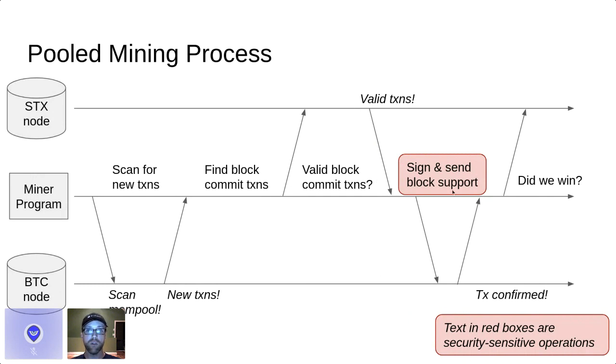So from there, you can sign and send block support transactions to the Bitcoin chain. And then once they confirm, you can ask your Stacks node, hey, did the block you tried to support win? And if so, you can expect some Stacks tokens later on when the Coinbase matures.